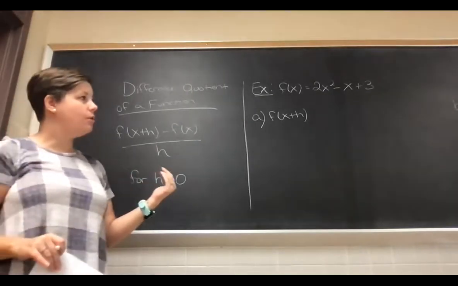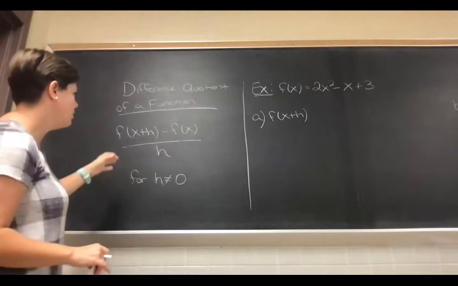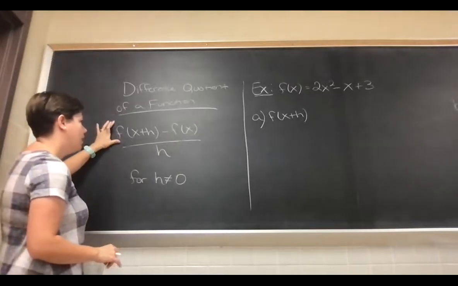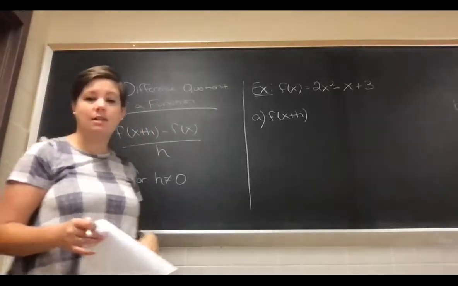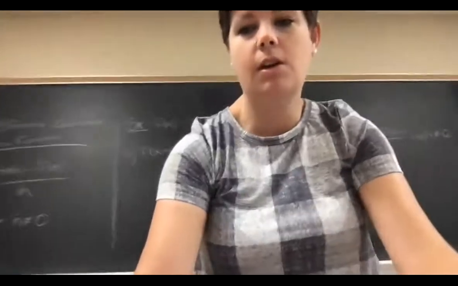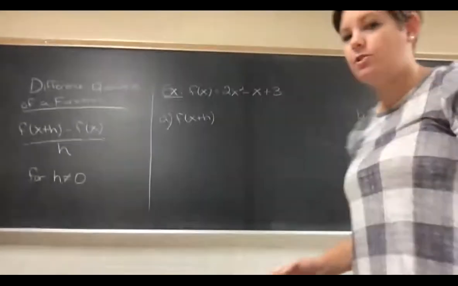Okay, so if they give you a problem and they want you to use the difference quotient, what you have to do is find f of x plus h, then subtract the original and put it all over h and simplify it down. And so that's what we're going to do. I'll leave that up there so you can see it for a minute while I do the first part.